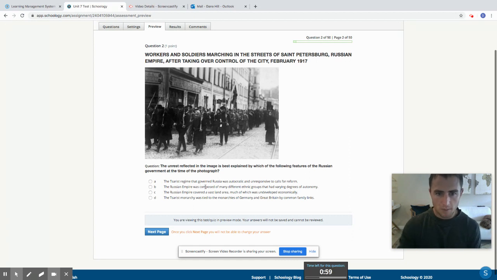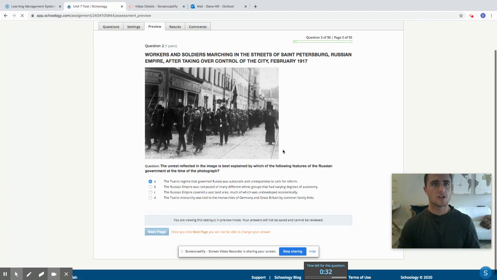Was Russia composed of many different ethnic groups that had varying degrees of autonomy? Yeah, if you're talking about the Cossacks or whatever, but is that going to explain the unrest going on here, especially with the women in the army? No. It covered a vast area of land? No. The Tsarist monarchy was tied to the monarchies of Britain and Germany? No. The correct answer here, guys, is A.